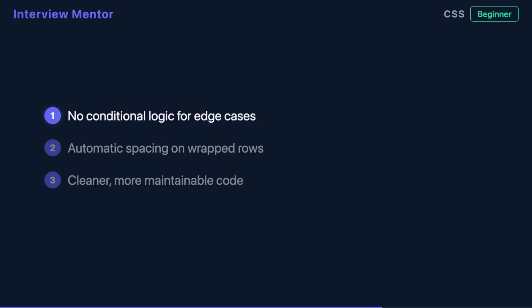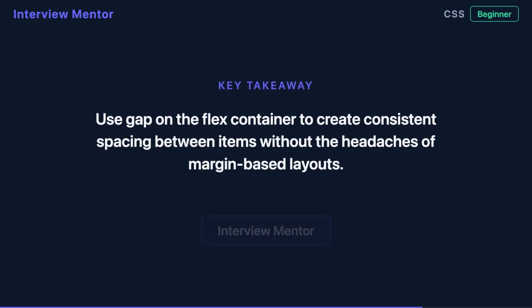Margins require conditional logic to avoid edge spacing. Gap gives you clean, predictable spacing with less code. It's the modern standard for flex layouts. Use gap on the flex container to create consistent spacing between items without the headaches of margin-based layouts. Practice this in your next project, and you'll never go back.